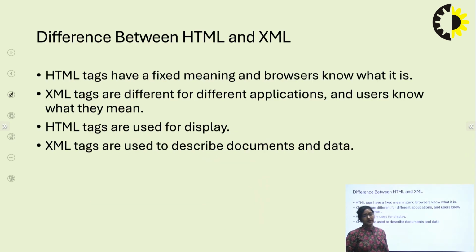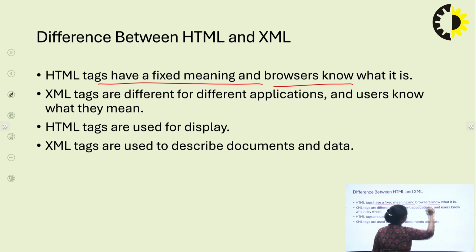Now next comes, if both are having the tags, so what is the difference between HTML and XML? Okay, so first and foremost, the HTML tags have fixed meaning and the browser knows what it is. Each and every tag, like if I write the body tag, the browser knows that everything under the body tag needs to be displayed on the web page. So this is a fixed meaning which every browser knows. But like in the previous example, if I write the article tag, now the browser does not know what to do with this article tag.